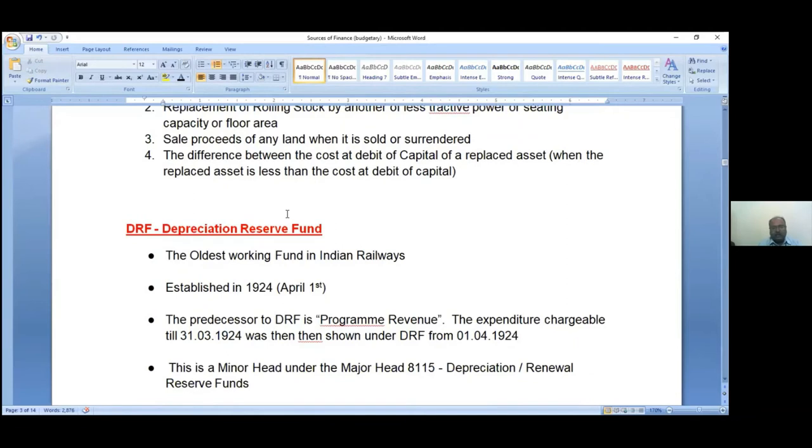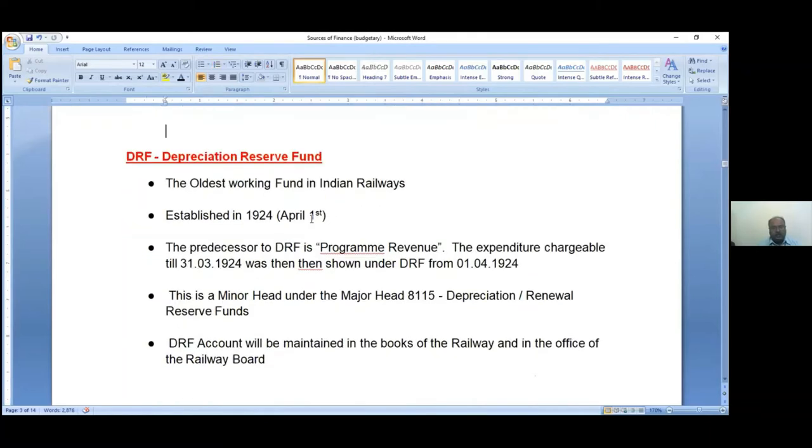Now we'll check the DRF. It is the oldest working fund in Indian Railways, established on 1st January 1924. The predecessor of this DRF is the Programme Revenue. Previously it was called Programme Revenue. So whatever balance was available up to 31st March 1924 is now shown under 1st April 1924. This is a minor head under the major head 8115, Depreciation or Renewal Reserve Fund. There is a major head called Depreciation or Renewal Reserve Funds, and under this DRF is a minor head. The details of the DRF are maintained in the books of the Railway Board, not in the general railways.